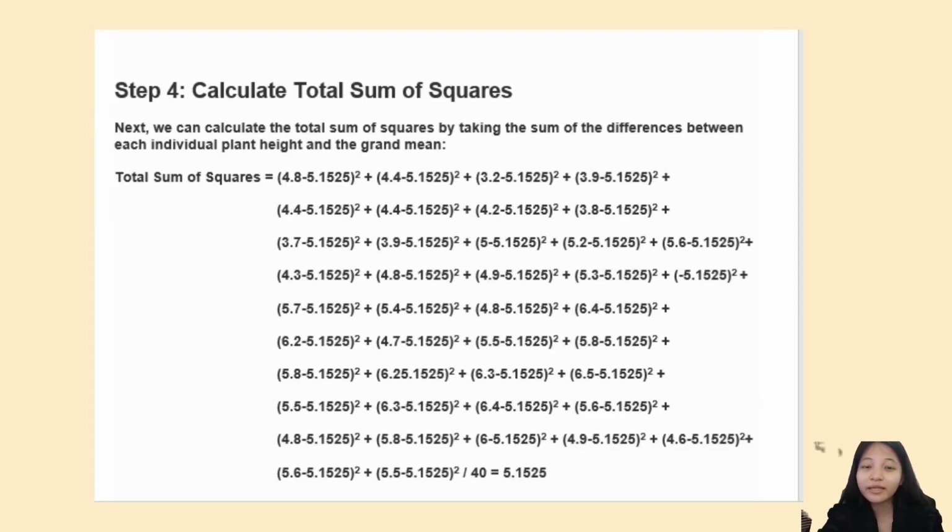4. Calculate the total sum of squares. Next, we can calculate the total sum of squares by taking the sum of differences between each individual plant and the grand mean. Subtract the values in factor A and factor B from the grand mean, which is 5.1525, and square the results. Add the results and divide by 40.